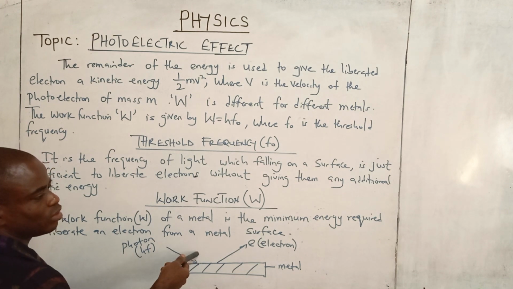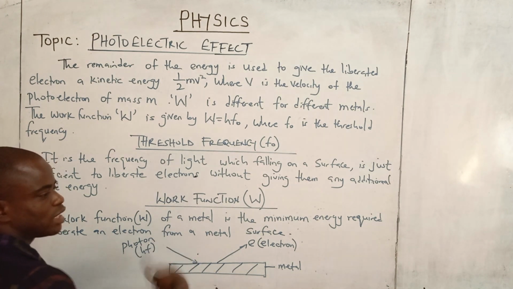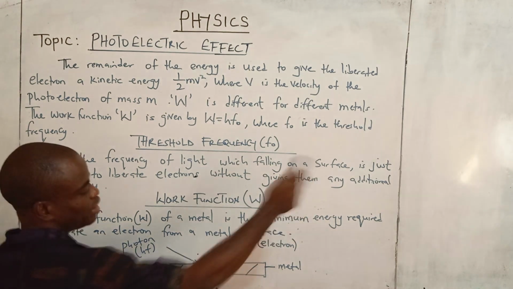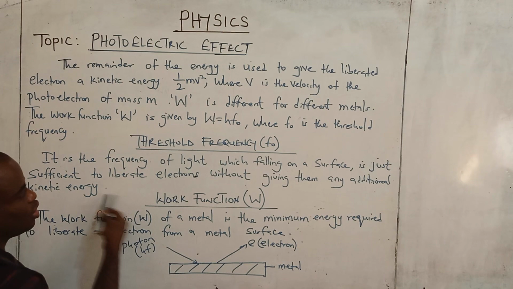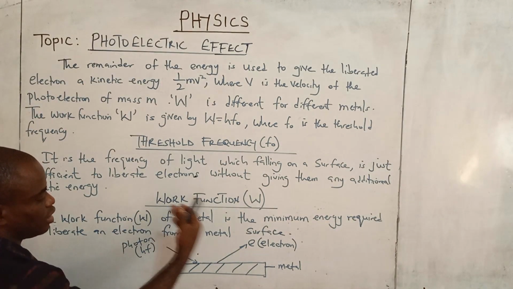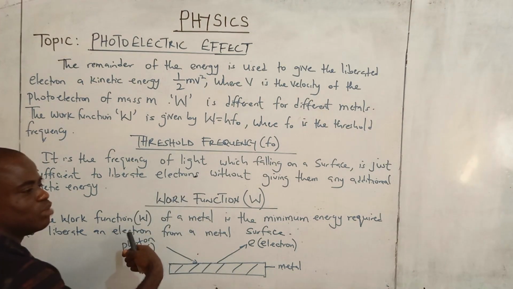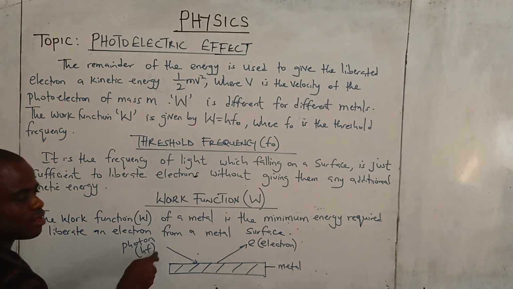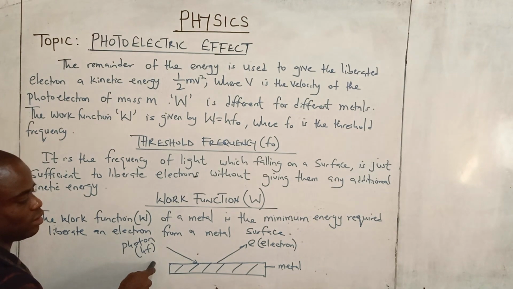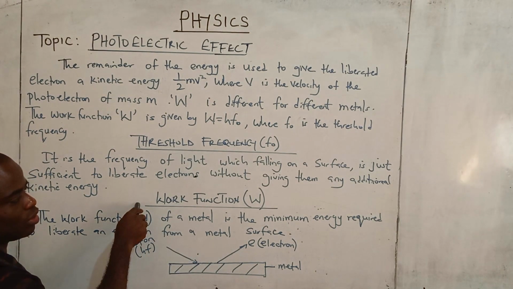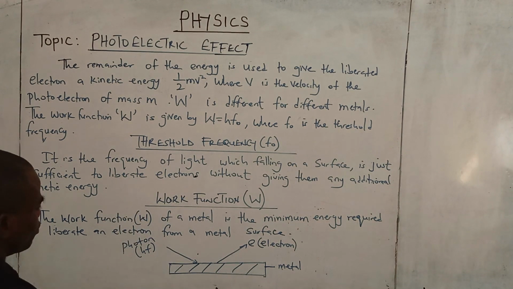After freeing it out, it will now give it another energy, which is kinetic energy, to liberate the electron from the metal surface. You see, the work of Einstein is in three categories. It has the total energy. It works on Max Planck. Max Planck came with his own theory in 1902, but Einstein came with his own in 1909. It works on Max Planck's theory concept.